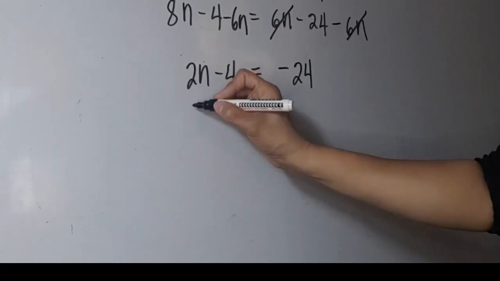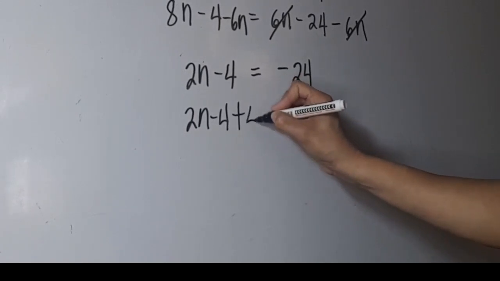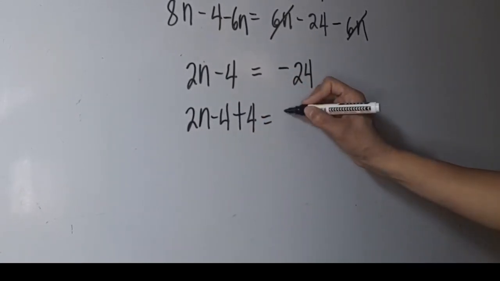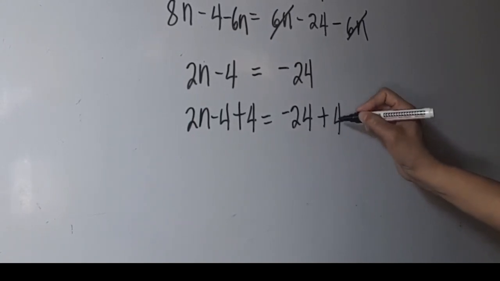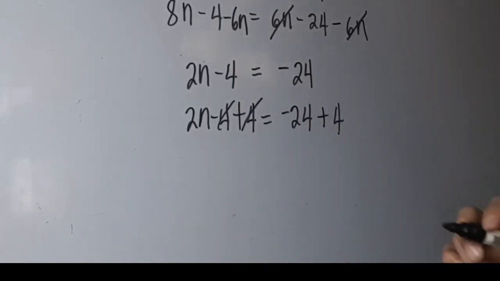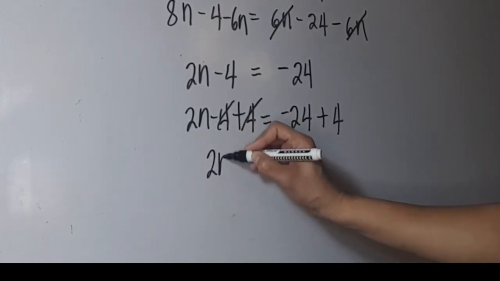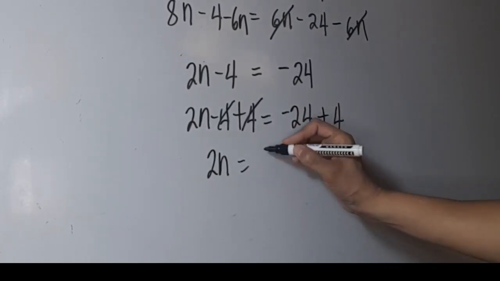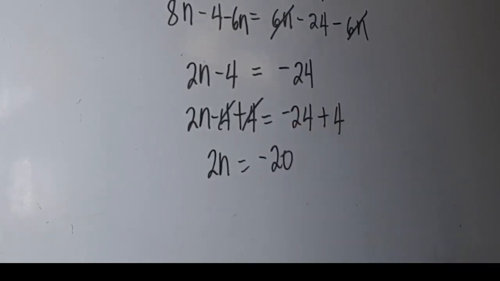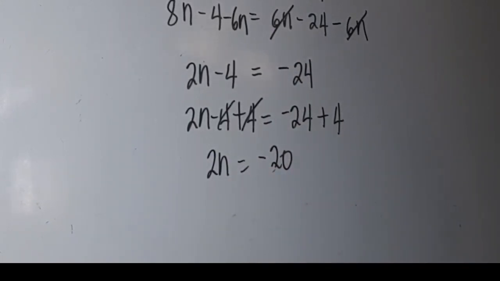Okay, let's isolate the variable. So, 2n minus 4. You add the inverse operation, plus 4. So negative 24 plus 4. Negative 4, positive 4, so cancelled. So we have 2n is equal to negative 24 plus 4. That is negative 20. So we have 2n is equal to negative 20.